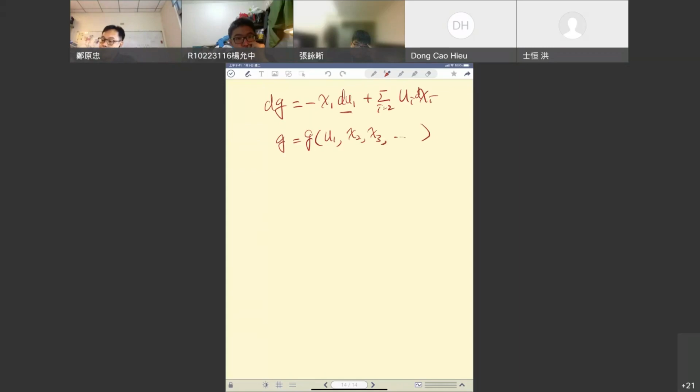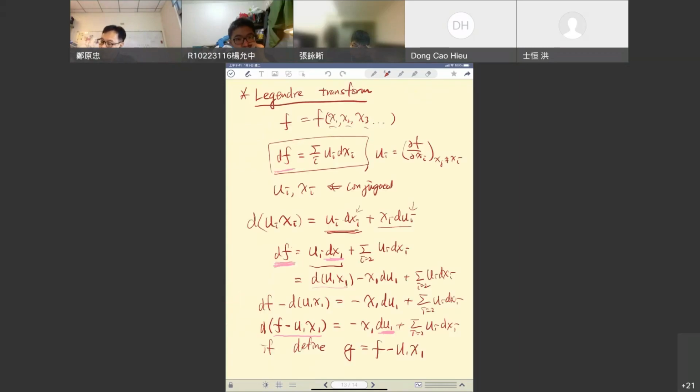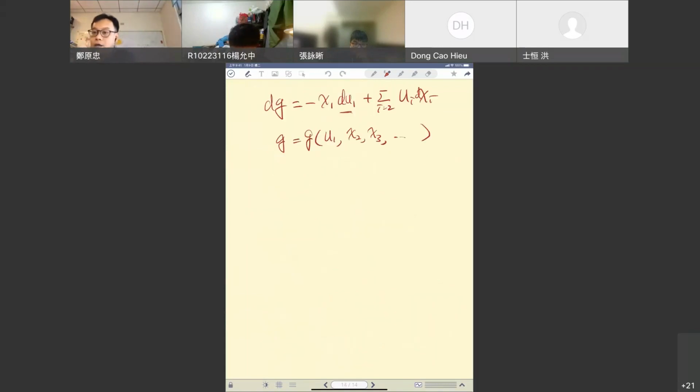And this transformation is called the Legendre transform. It allows us to change the natural variable of a function, and you can do it one variable by one variable to get other functions. Just give me one more minute. I will just do one thing.